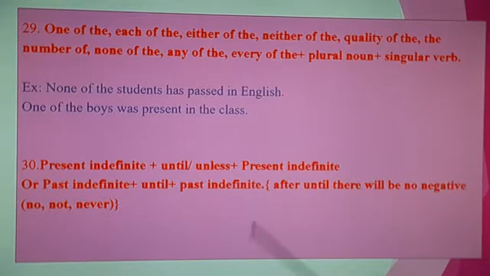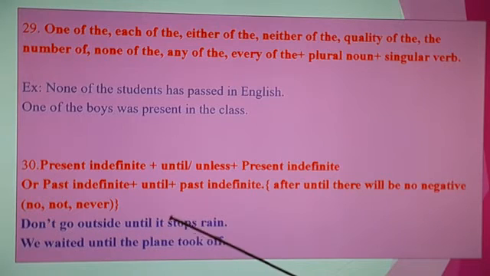Next, we have another use, that is until or unless. In case of until and unless, you can use present indefinite. Both the clauses should be present indefinite. But if the first part is in past indefinite, the next should be past indefinite, and that is possible in case of until. Until is a negative word, and after until there will be no negative word, I mean no, not, ever. So have a look.